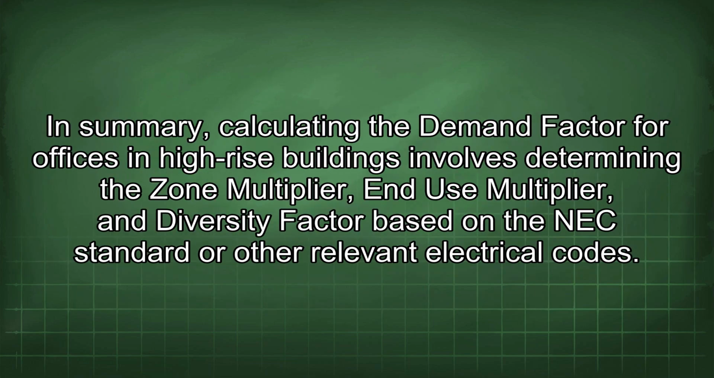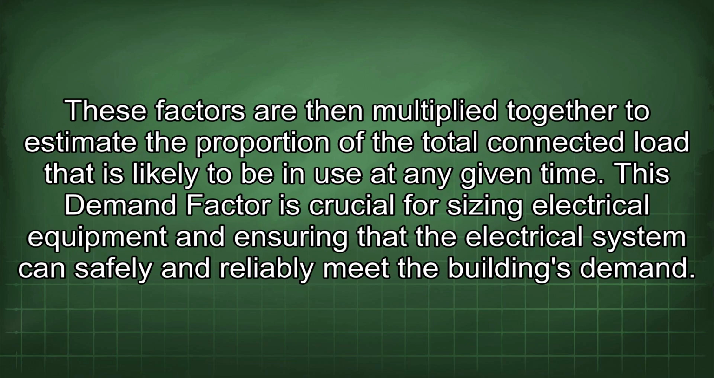In summary, calculating the demand factor for offices in high-rise buildings involves determining the zone multiplier, end-use multiplier, and diversity factor based on the NEC standard or other relevant electrical codes. These factors are then multiplied together to estimate the proportion of the total connected load that is likely to be in use at any given time.